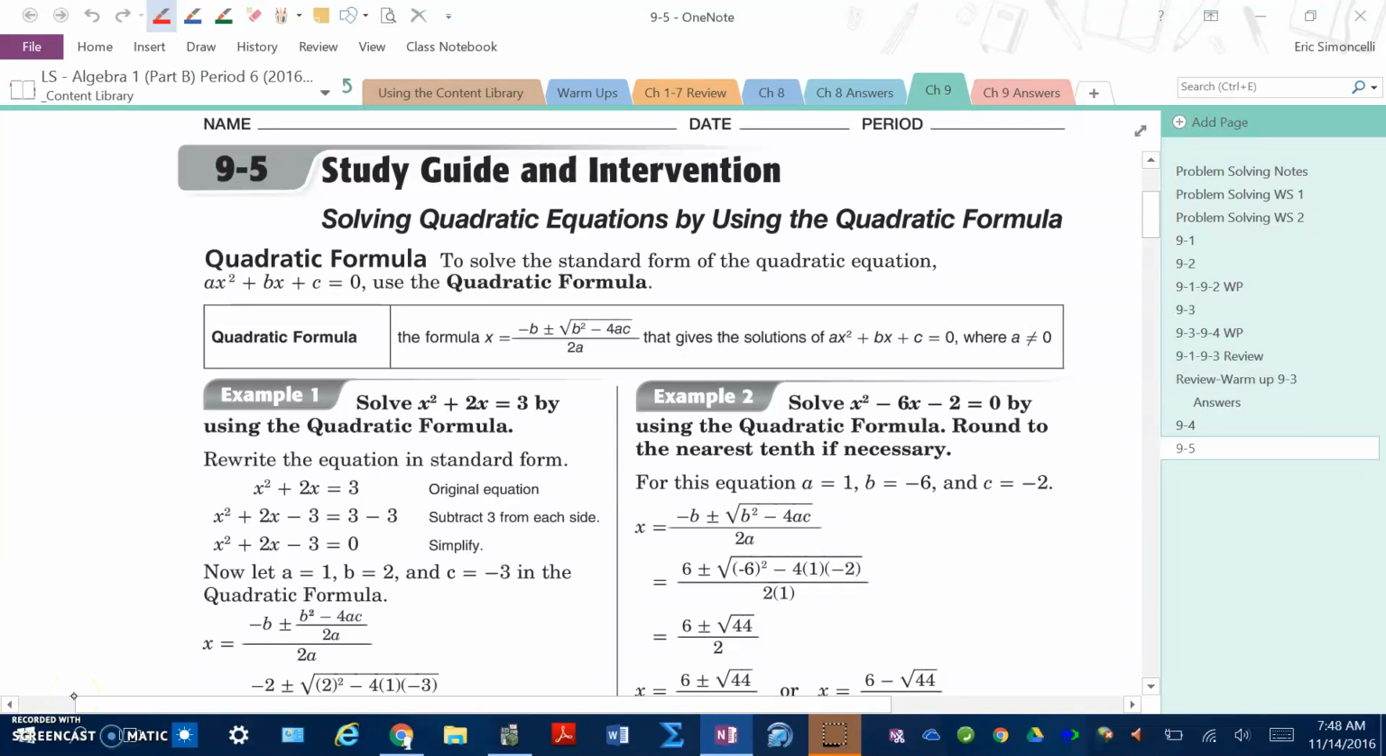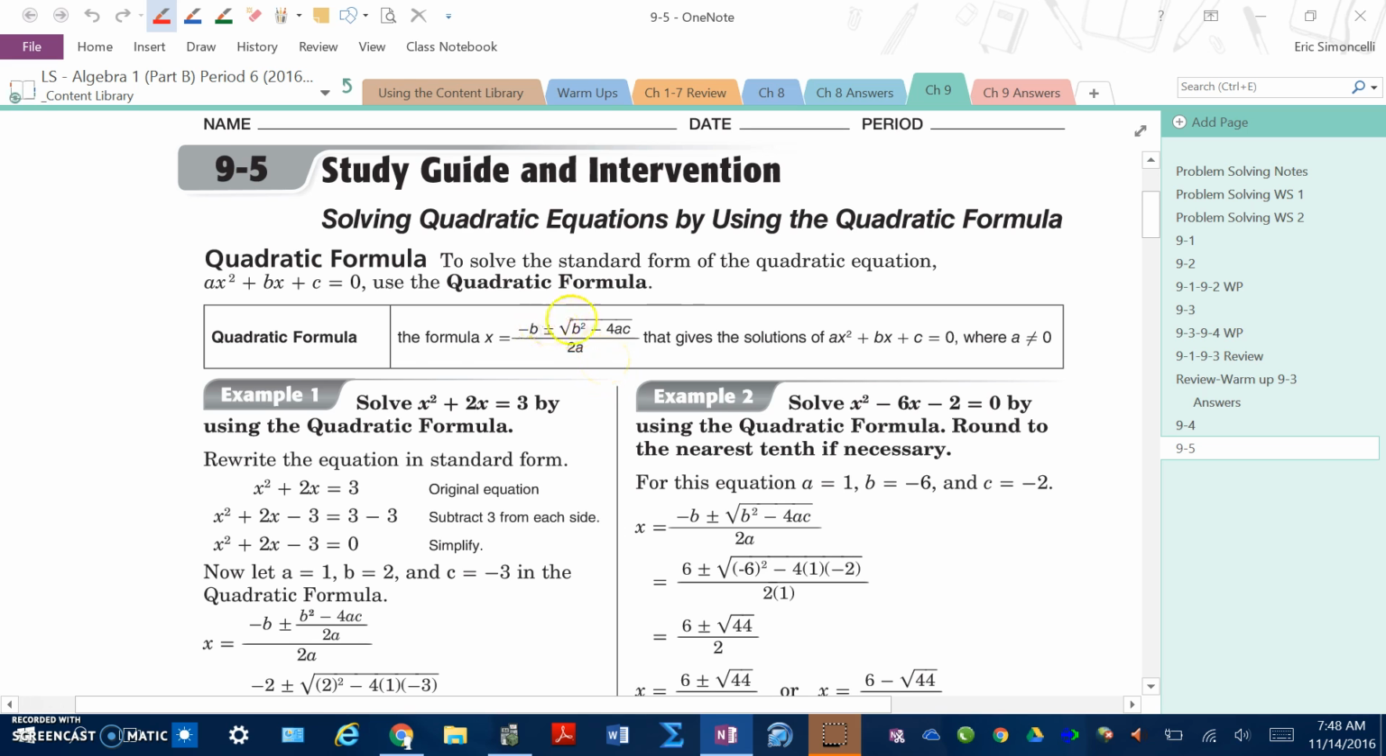Hi class, and welcome to section 9.5, solving quadratic equations by using the quadratic formula. So for most of you, this is the very first time you've seen this, and really by the end of this section and chapter, it's probably going to be something that you just flat out memorize because you use it so much.